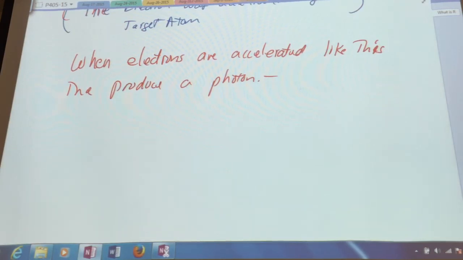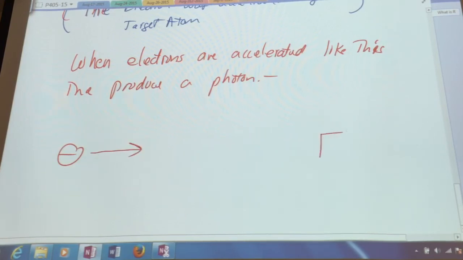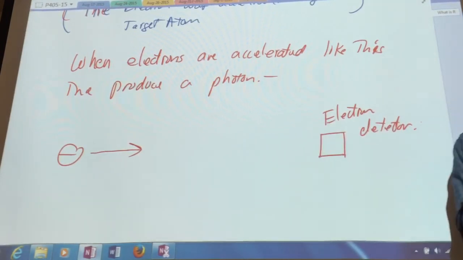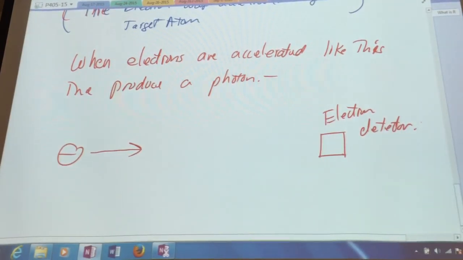Okay, so go back about 200 years in time. We have a beam of electrons, and we have an electron detector. And it wouldn't be too surprising to you that if I aim my beam of electrons at the electron detector, it says, yes, you got electrons there. They're coming at me. I'm registering them.